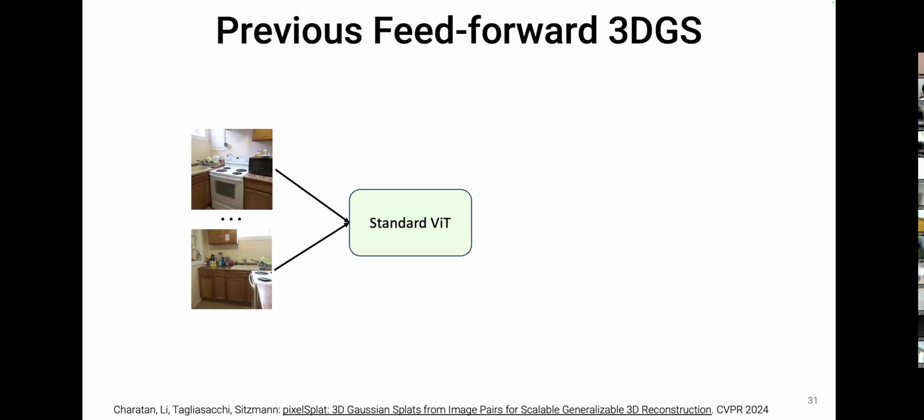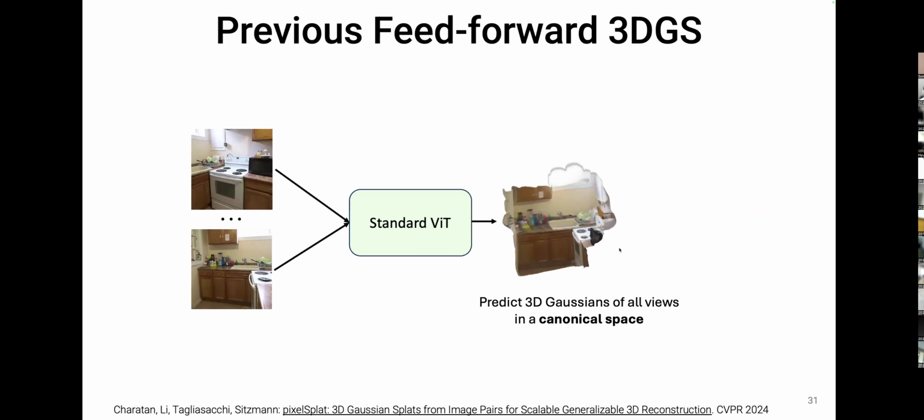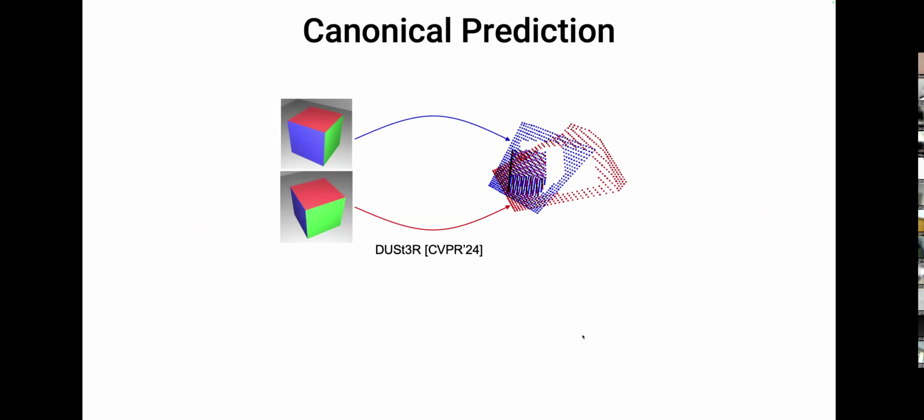What we do is that instead of predicting that, we directly predict the 3D Gaussians of all views in this canonical space from the ViT. This is not something we are the first ones doing, right? Again, we look at DUSt3R.